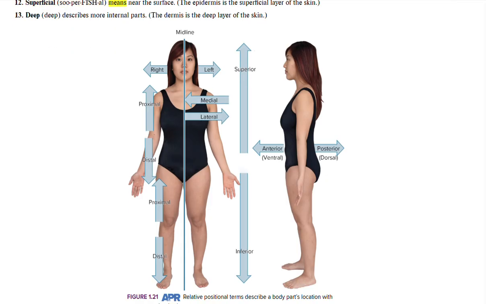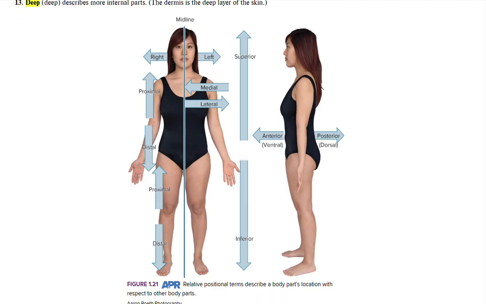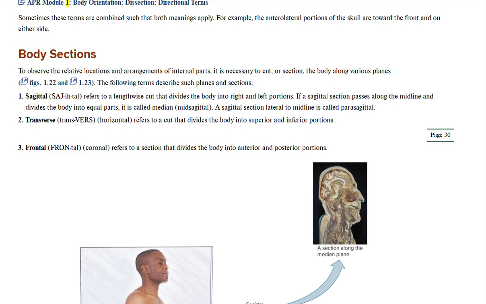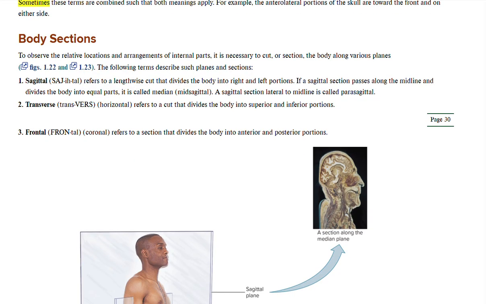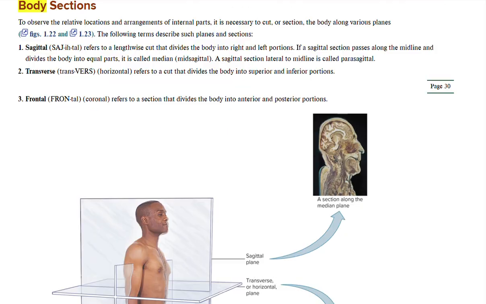Superficial means near the surface. The epidermis is the superficial layer of the skin. Deep describes more internal parts. The dermis is the deep layer of the skin. APR Module 1, Body Orientation, Dissection, Directional Terms. Sometimes these terms are combined such that both meanings apply. For example, the anterolateral portions of the skull are toward the front and on either side.